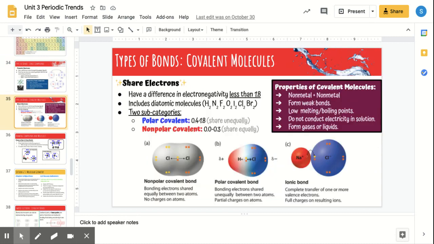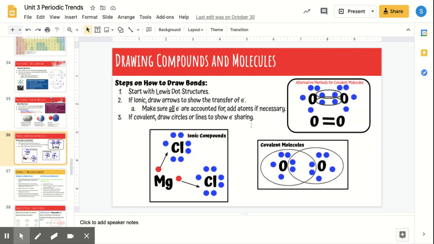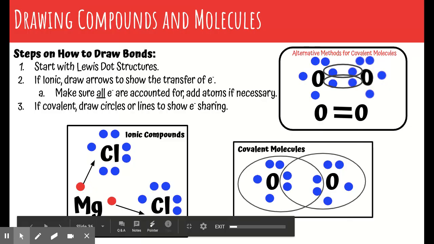And then when we're looking at covalent molecules, we're sharing. So these electrons are being shared by both parties. And there's a way that we can show that. If you're looking at this, I'll make this screen bigger here in a second. Specifically the oxygen, right?